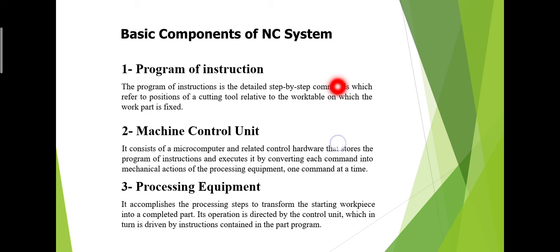The MCU is usually housed in a separate cabinet placed close to the machine, or it can be like a pendant that can be swung around. So MCU can control the tool path, spindle speed, feed rate, depth of cut, and other machining parameters. So this is the MCU.